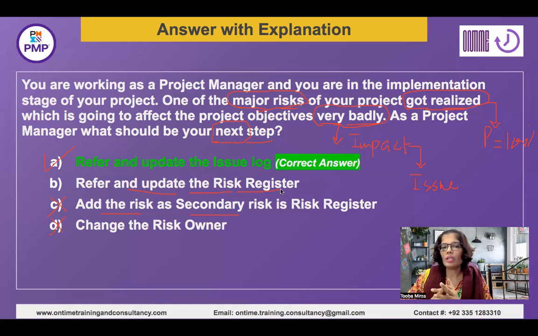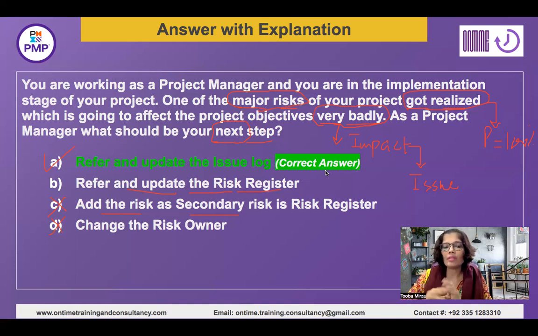But my question over here is, is there anywhere in the question mentioned that this risk was already identified? They just are saying that one of the major risks of your project just got realized. Maybe it was identified, maybe it was not identified. Maybe it directly came to you as an issue, or maybe it was identified and it was there in the risk register. Both cases are there, right? But as they have not mentioned that identified keyword, we cannot really say that it was there in the risk register. But that is not the primary reason why B is not the answer.